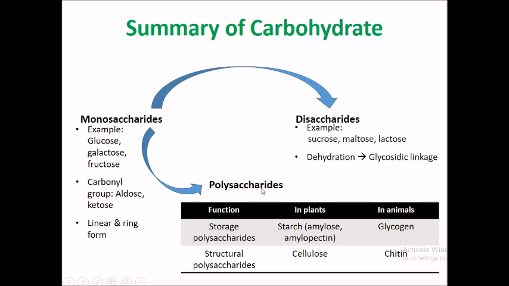And the polymer of carbohydrates is polysaccharide. There are two types of polysaccharide: storage polysaccharides and structural polysaccharides, in which in plants, starch functions as the storage polysaccharide, meanwhile glycogen functions as the storage polysaccharide in animals. And for the structural polysaccharide, we have cellulose in plants and chitin in animals.